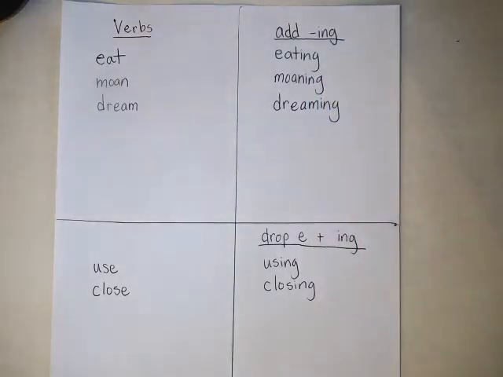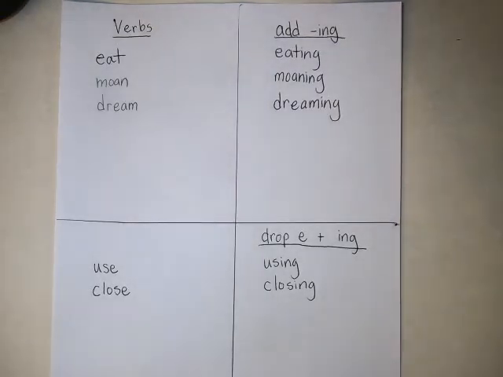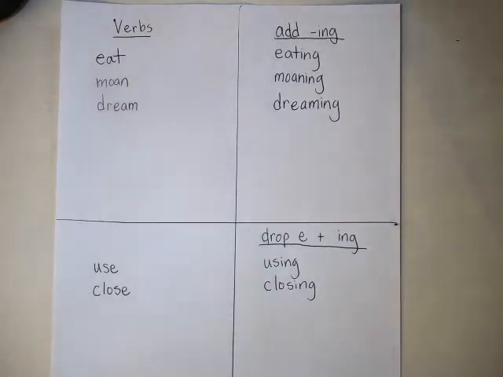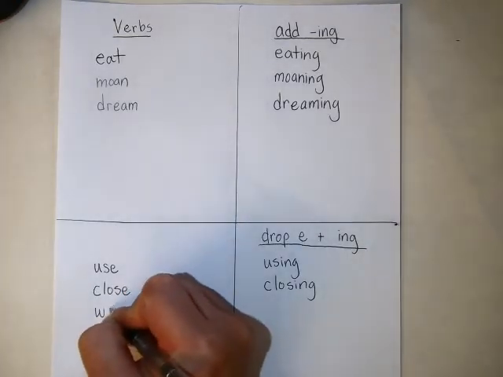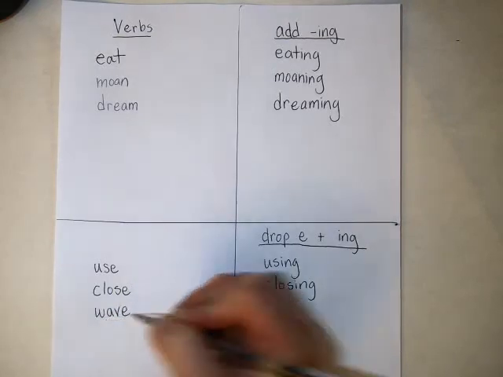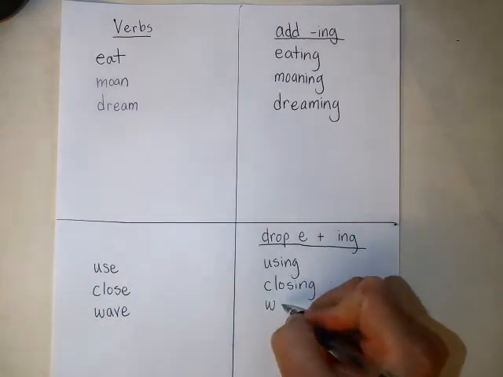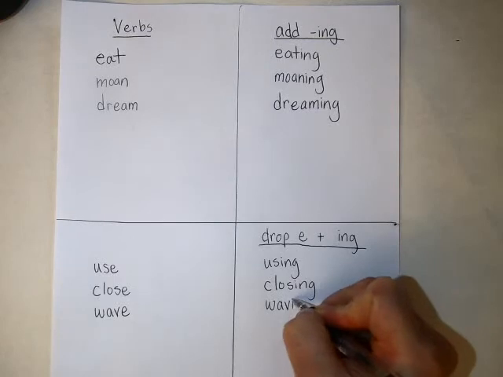Dream and dreaming. And your next word is wave and waving. Please wave goodbye to your friend. And I am waving goodbye right now. Wave and waving. When you write wave, hopefully you notice the e on the end. Get rid of that e. And start waving goodbye.